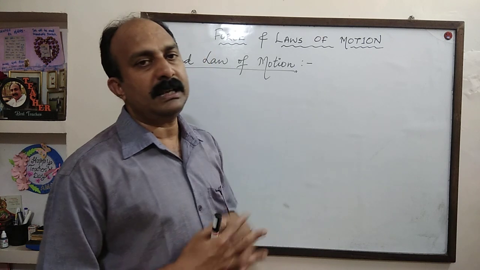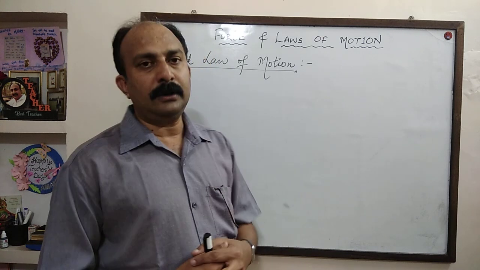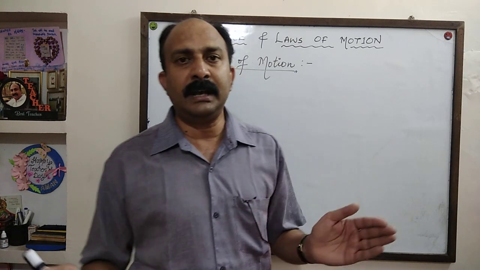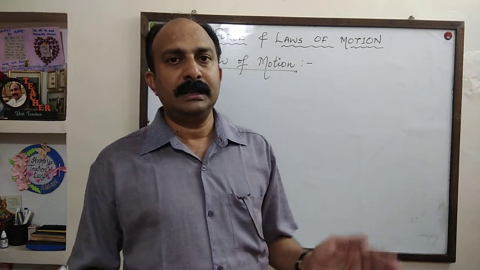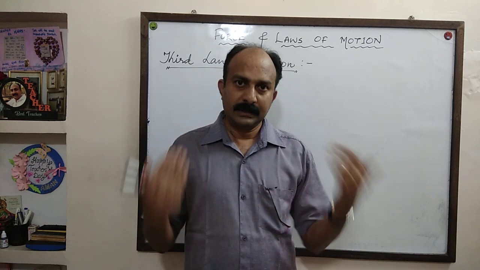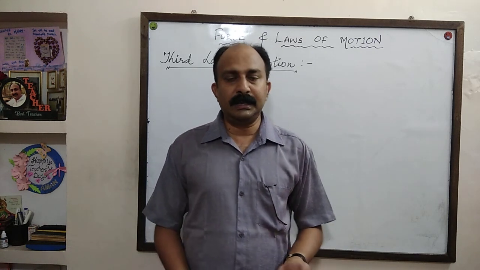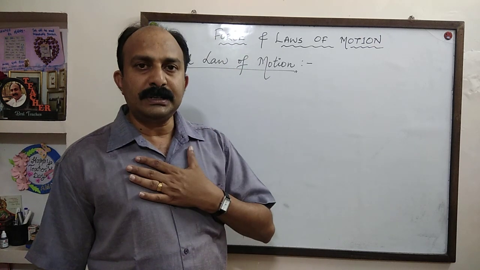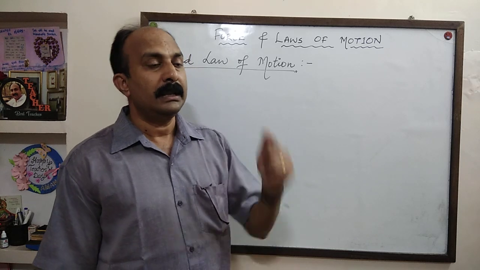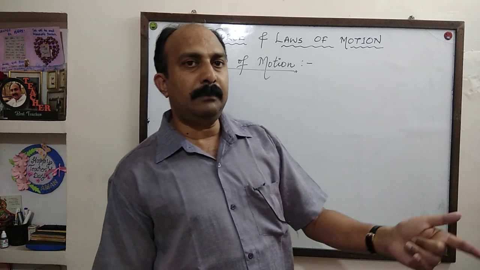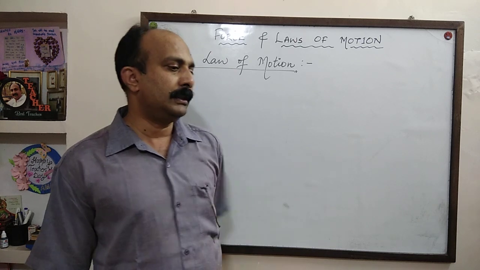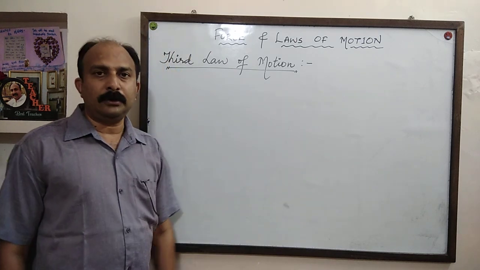There are so many examples to illustrate Newton's third law of motion. So in short we can say Newton's third law of motion states that for every action there is an equal and opposite reaction. I explain once again. Action means the force exerted by the first body on the second body. Reaction means the force exerted by the second body on the first body back. So that's all about Newton's third law of motion.